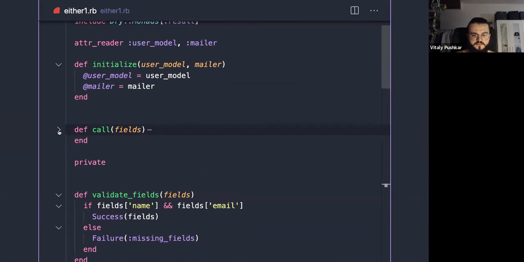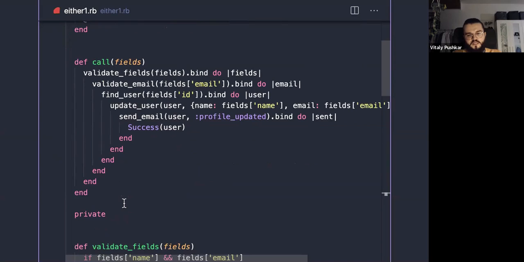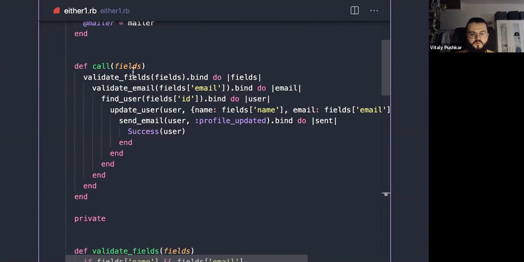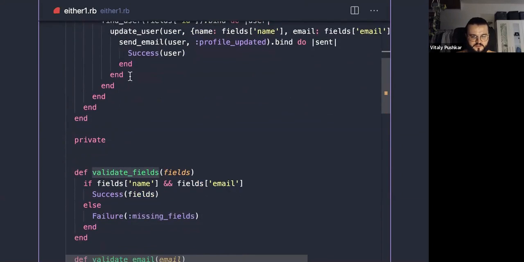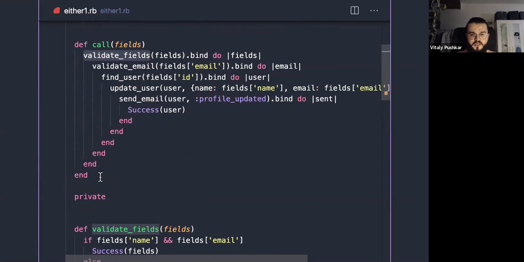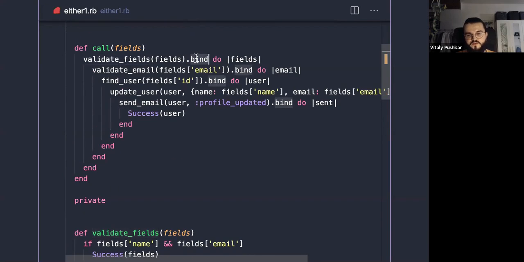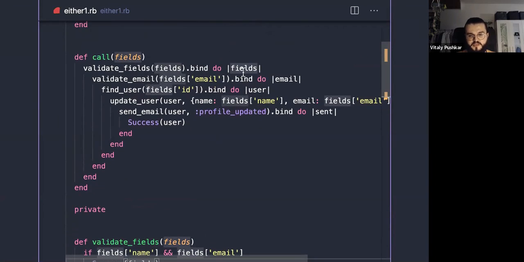So finally, the call method, and don't get afraid, don't get scared. For learning purposes, I think having this deep nesting is actually pretty cool because it shows you the logic. In real applications, I'll show you in a second, there is syntactic sugar in this library to make it look nicer. So what happens here is whenever you call the validate fields method, and you remember it returns either success or failure, we then bind to whatever the method returns. If the method returns success, then we continue and we get the value. In this case, it's fields, an array of fields.